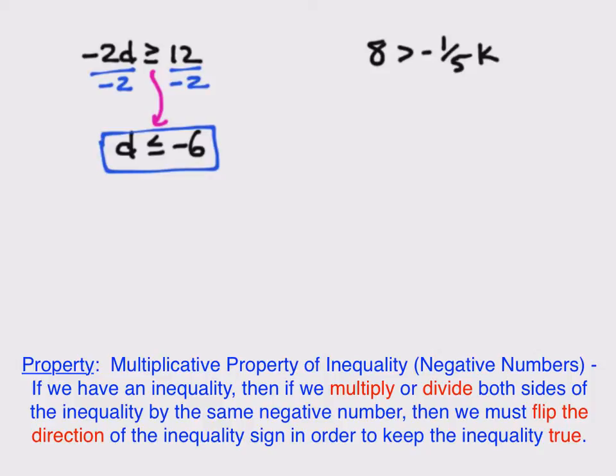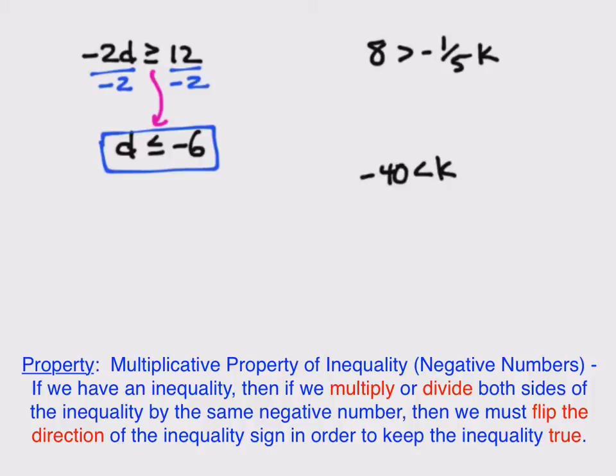In our second example, 8 is greater than -1/5 times k. We see that if k were exactly -40, then -1/5 times that would be equal to 8, and would be just too big. We know that if k were -39, -38, -37, those would all work. In fact, any number greater than -40 would work. So we can already see that k greater than -40 is going to be our solution set.